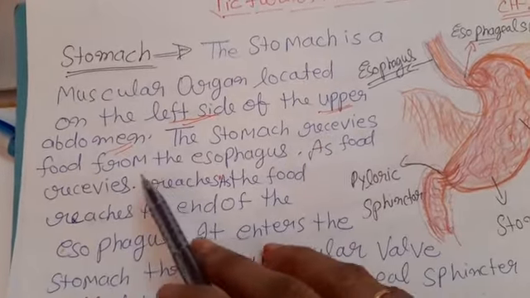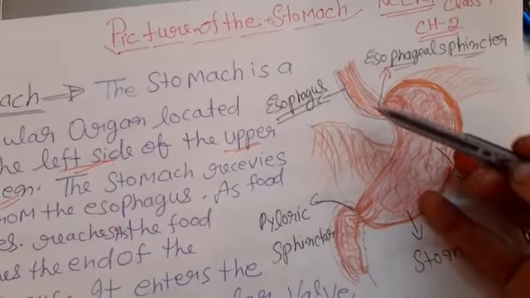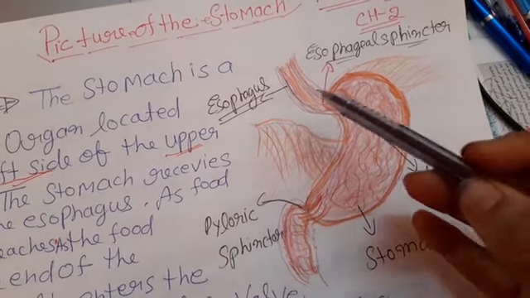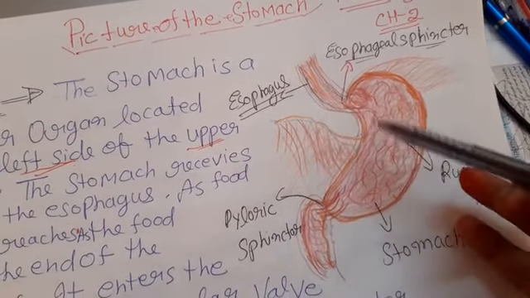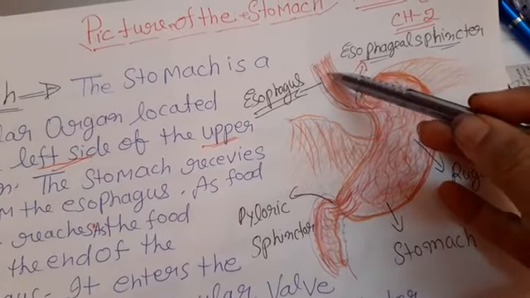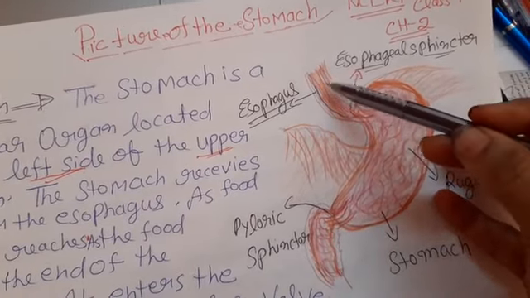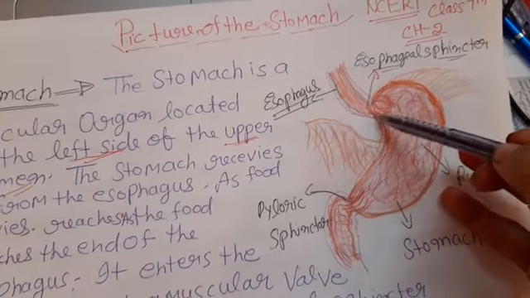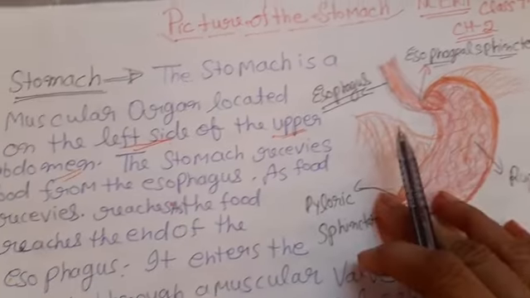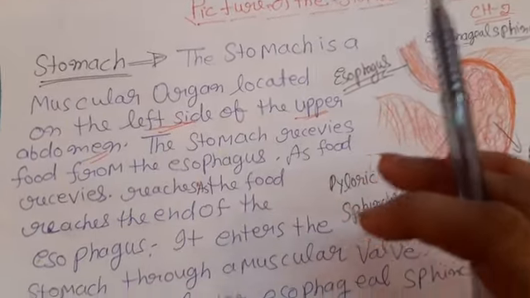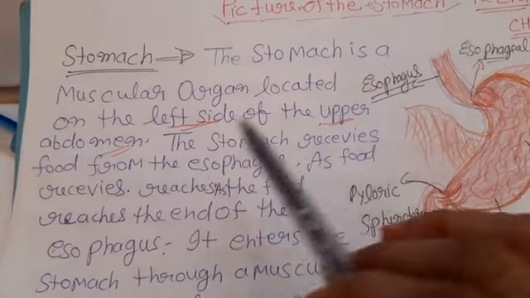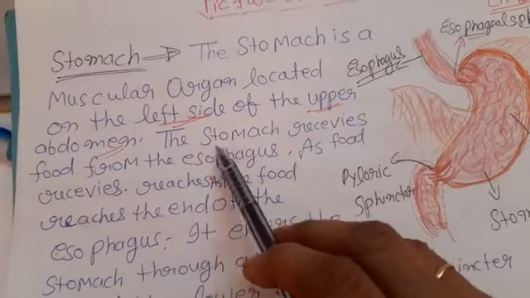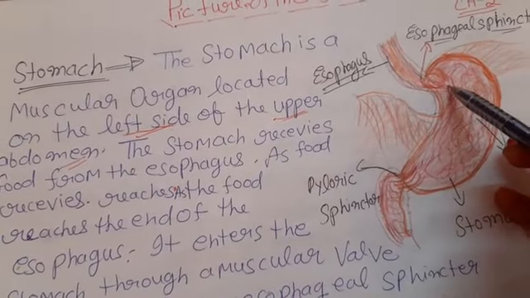The stomach receives food from the esophagus. This is a diagram showing it here. You can easily draw it in your notebook. This is the esophagus. The stomach receives food from the esophagus. So the stomach is a muscular organ made up of muscles and located on the left side of the upper abdomen.